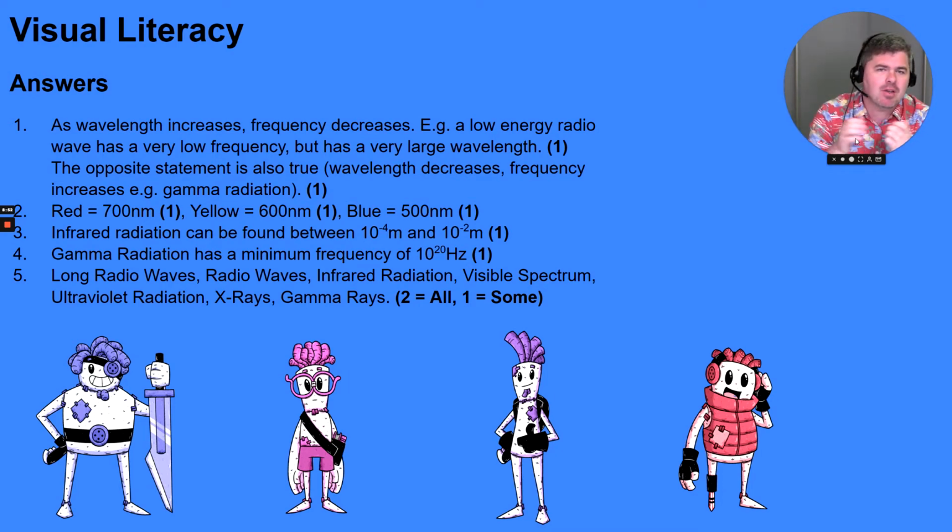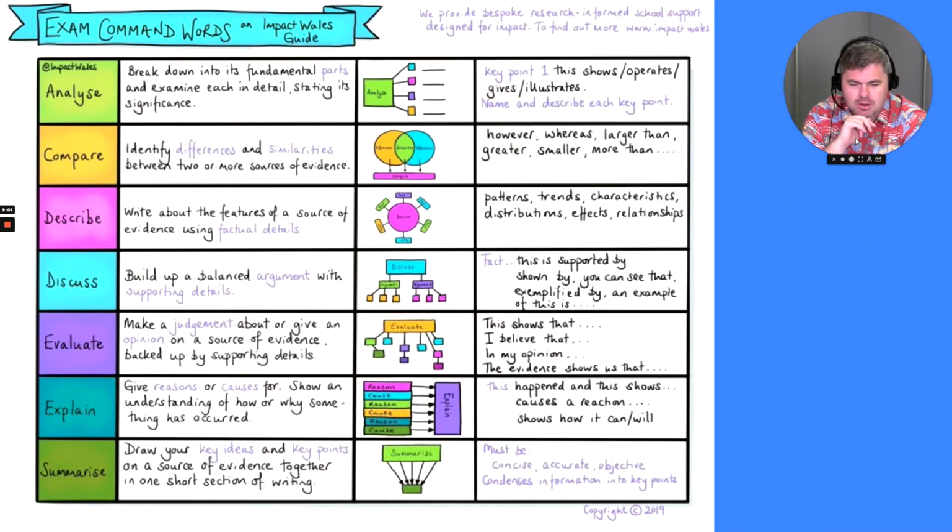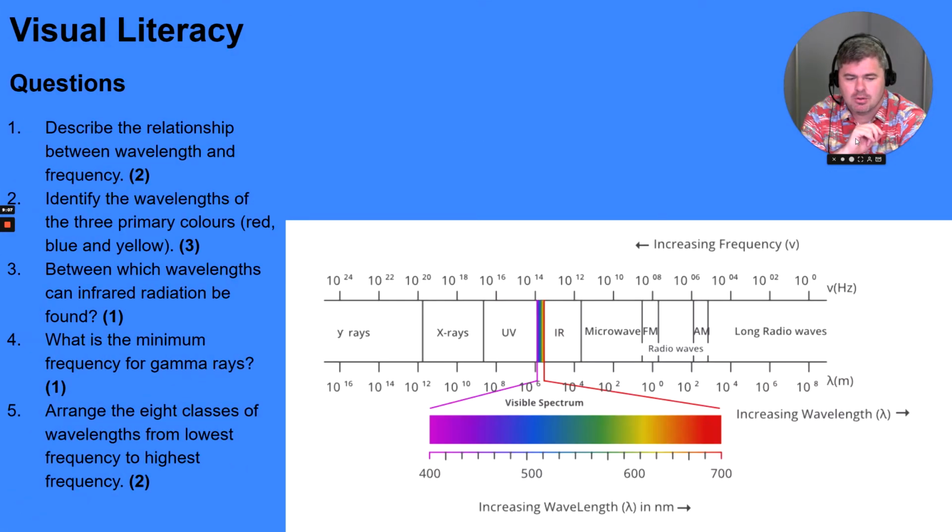If you provide evidence to support it, fantastic, but you don't need to, okay? Because this says to describe, and as we saw earlier, write about the features of a source of evidence using factual details. So as we can see in the picture, down here we have increasing wavelength. So from this side, we're going all the way over here. These are meant to be negative figures. That's a typo on their part. That will not happen in the exam.